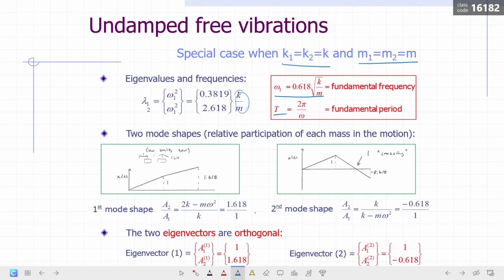So the two different mode shapes are because of the two different values of omega square. For this one, omega square equals this times k over m. But when we find the ratio, k over m cancels out, right? And this is for the second mode shape. And this figure is just a brief illustration of the mode shape.